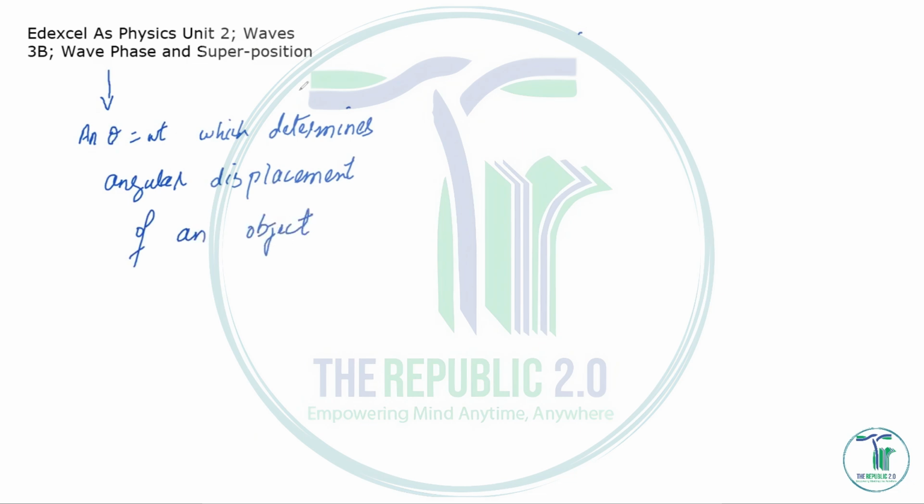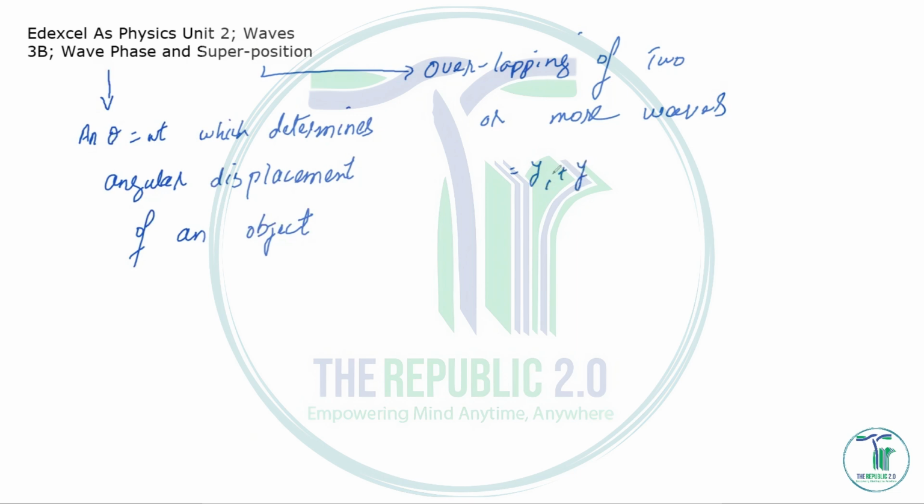And whenever you're talking about superposition, it is the overlapping of two or more waves, right? Whenever two or more waves overlap, they either end up getting their amplitudes added up to get the resultant, or in a similar fashion, they get their amplitudes cancelled. It all depends upon where those two waves are overlapping.